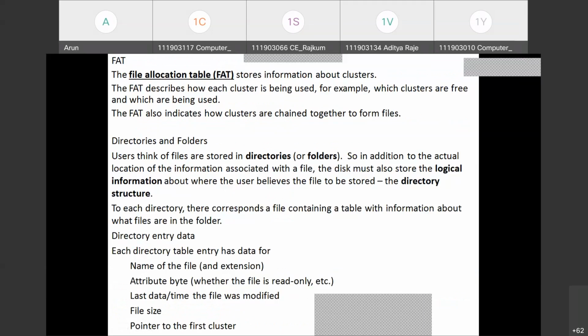So the file allocation table is storing information about clusters for each of the files. Each file is scattered on these clusters. So indirectly, it is describing how each cluster is being used, whether clusters are free or whatsoever, or this is the last cluster of a file, and so on.